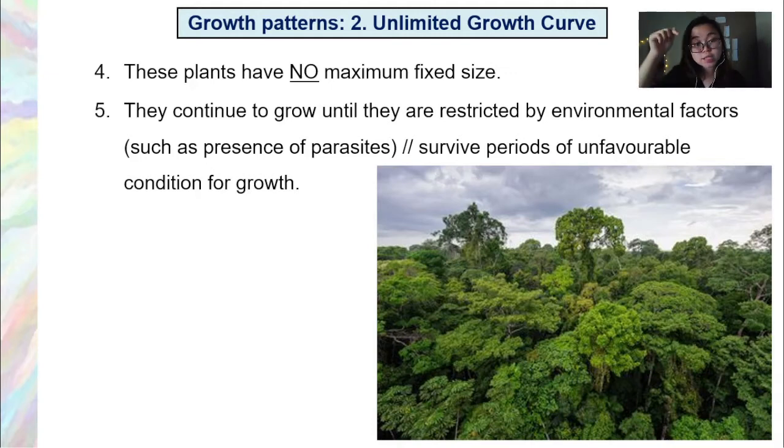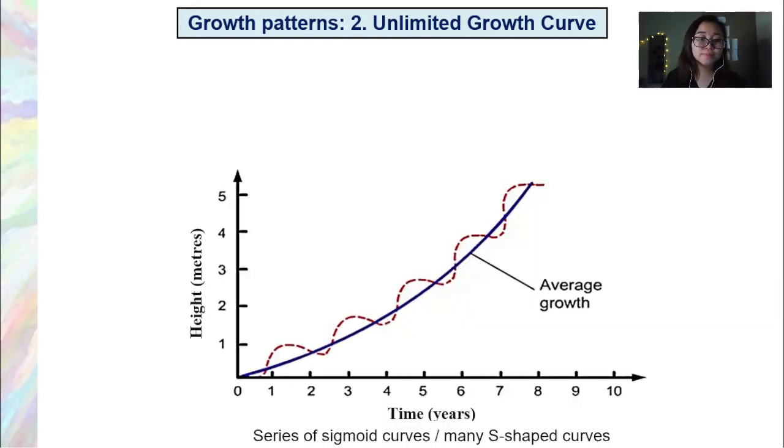So yeah, like this picture of this rainforest down here, if you leave them alone, these trees are going to keep growing until they are limited by other environmental factors. And this is what the curve of a plant that is showing unlimited growth curve looks like. So there's 2 lines that you need to pay attention to here, which is the red dotted line and the blue average growth line.